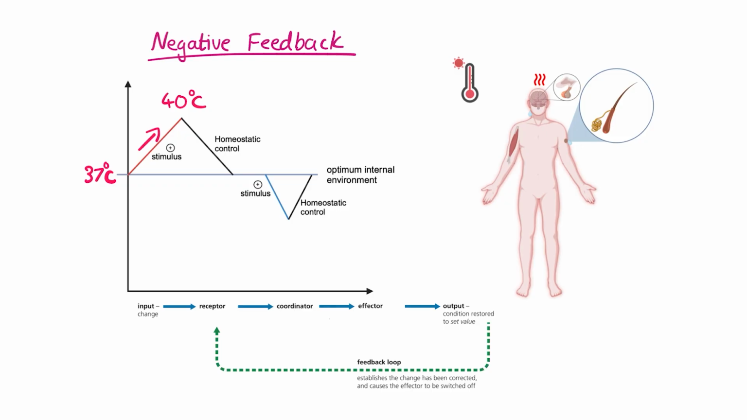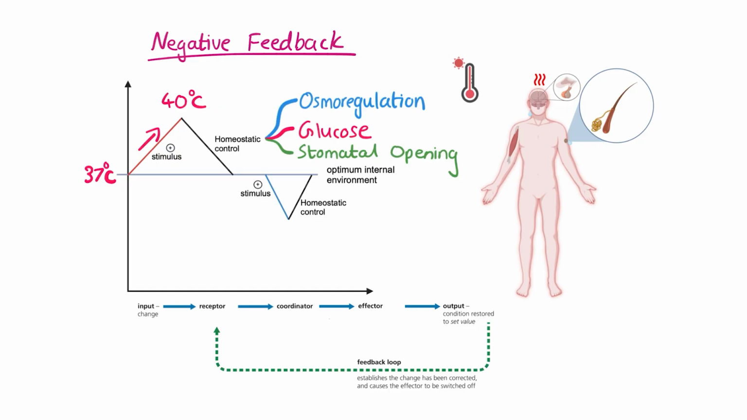For your exam, the examples of homeostasis that you're going to need to know the details for are going to be osmoregulation and glucose control in mammals, and the regulation of stomatal opening in plants, and we will cover these in detail in separate lessons.